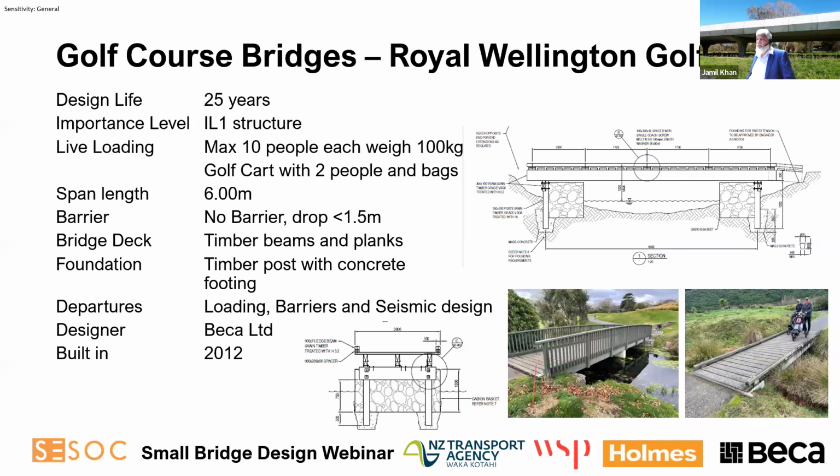There was no barrier where the drop is less than 1.5 meters. As you can see in the photo, one is without barrier; we have the timber curb but no rails. The other one had a drop of more than 1.5 meters, so timber rails were provided for pedestrians. The deck is timber beams and planks, and the foundation is timber posts with a concrete footing. Again, departures from the standards are the loading, because the specific loading was agreed with the client, and the barrier requirements and seismic. This was designed by Beca, and it was built in 2012.